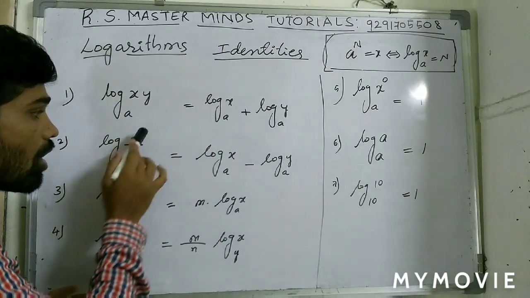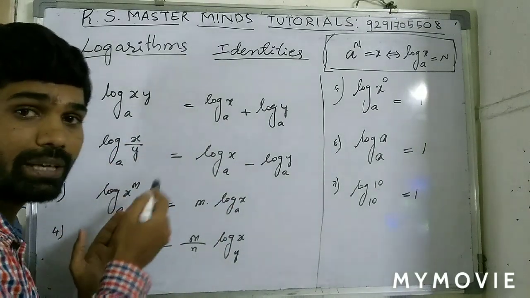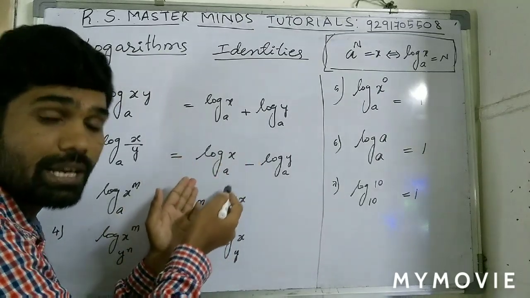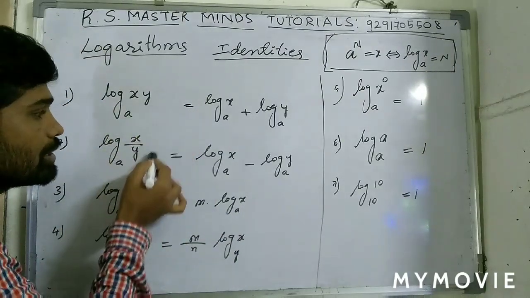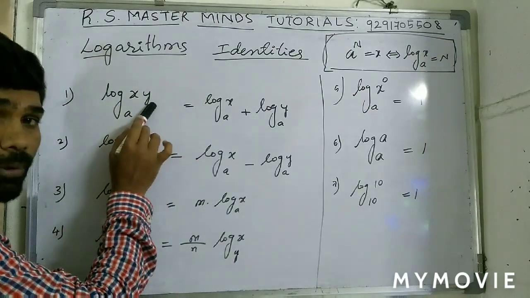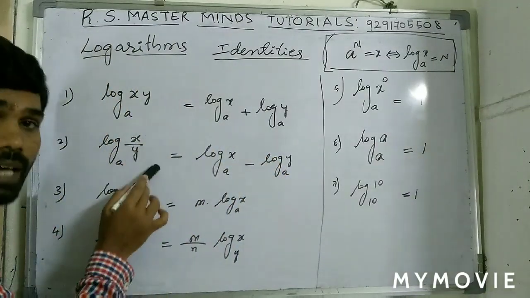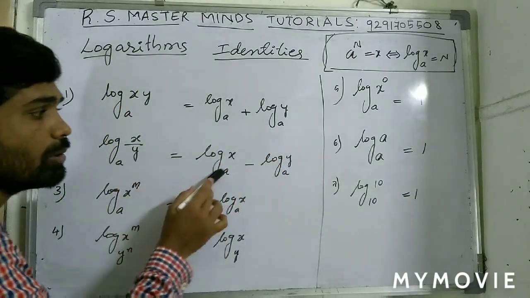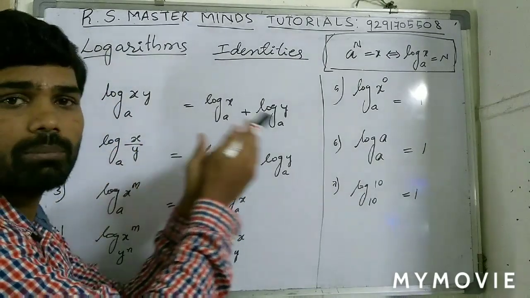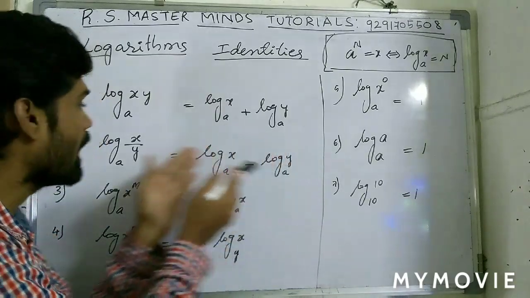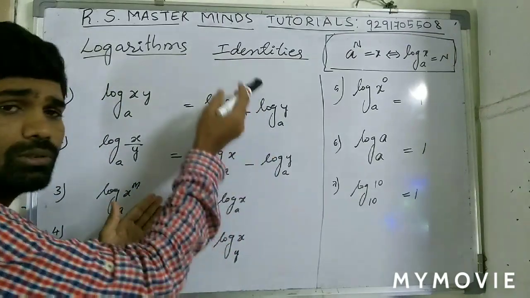Next one, see log x by y. Log x by y to the base a can be written as log x to the base a minus log y to the base a. So please understand these two. When it is a product, we can expand it as a sum. When it is a division, we can write it as a difference. Please remember it in an easy way: product can be written in the form of a sum and division can be written in the form of a difference.